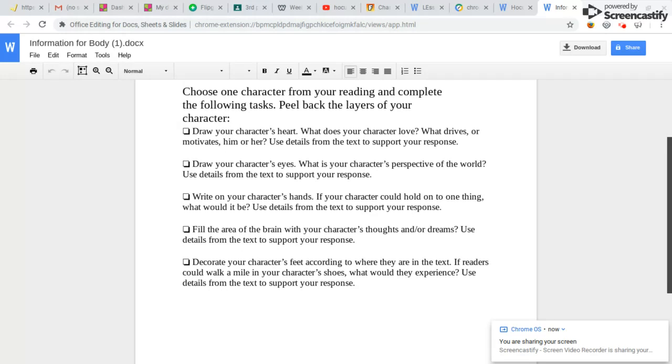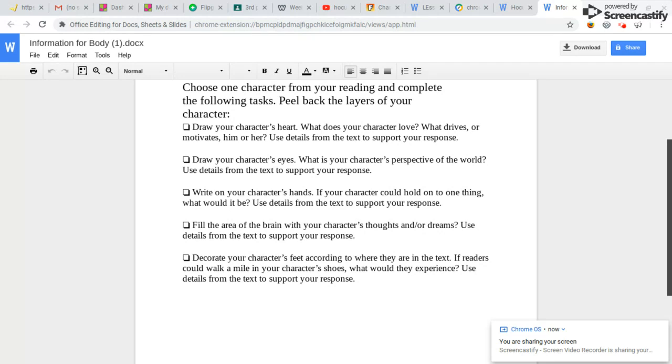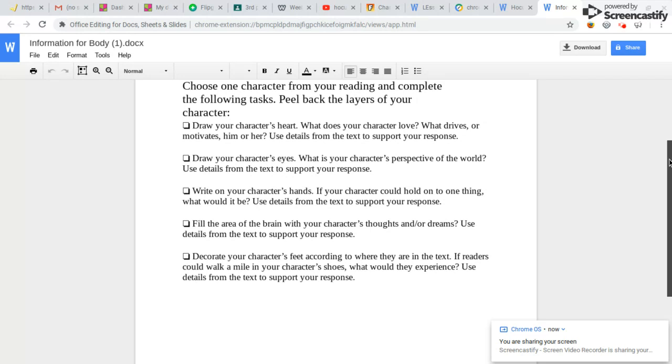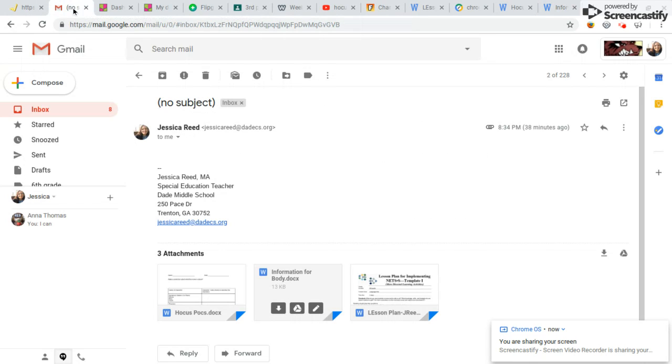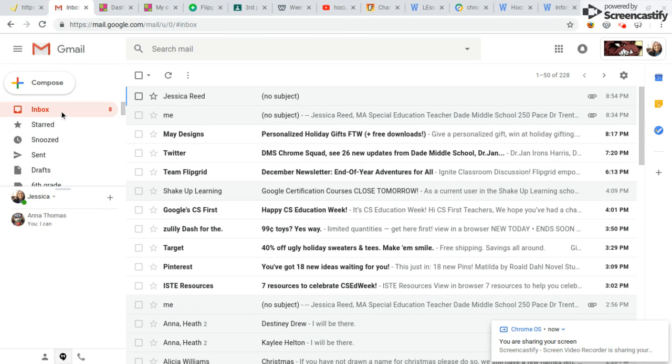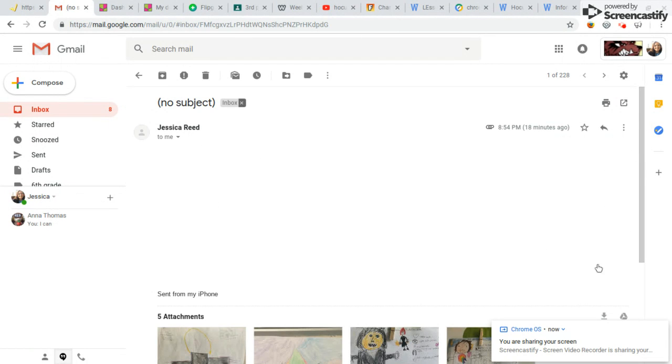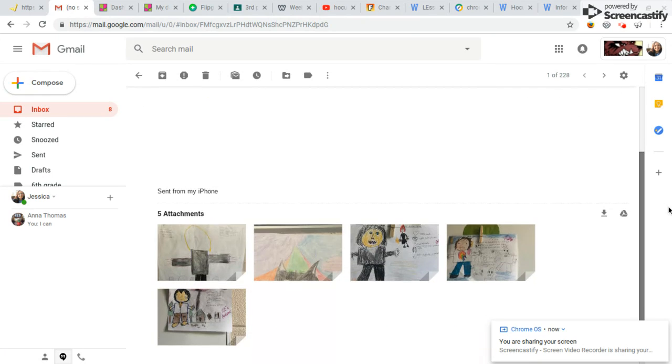So we did the I do, you do, we do strategy. You draw the character's eyes with the character's perspective of the world, write on your character's hands, fill in the area of the brain where the thoughts are, and then describe your character's feet according to where they are in the text. I had several students who responded by sharing where they ended up. I'm going to share with you some of my pictures and actual results from my kids.